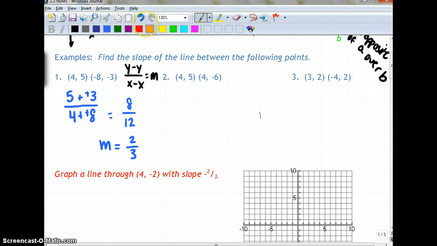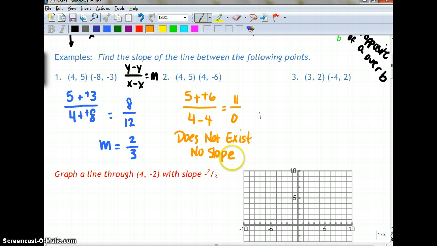Number 2. Do the same thing. Y minus y would be 5 minus negative 6 over 4 minus 4. And we get 11 over 0, which doesn't exist. So there isn't any slope here. It does not exist. Sometimes some people would say there's no slope. Okay? So you want to say nothing here. You cannot divide by 0.